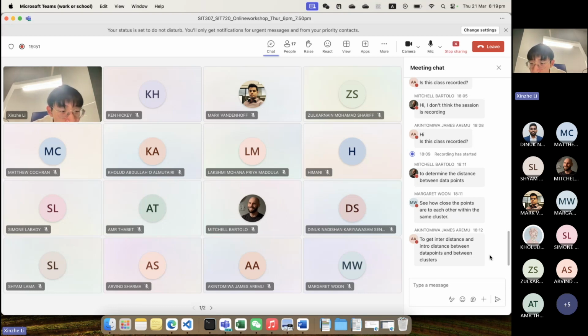The intra-distance, what you mean by the intra-distance, is exactly what Margaret said. Then you said get inter-distance. That means you calculate the distance between one data point in cluster A and other points in cluster B. So they are in different clusters. This is also directly related to the calculation of silhouette score. So let me also copy paste this one.